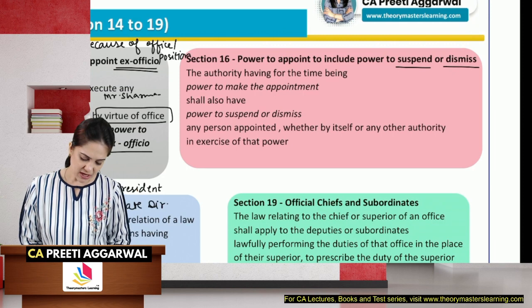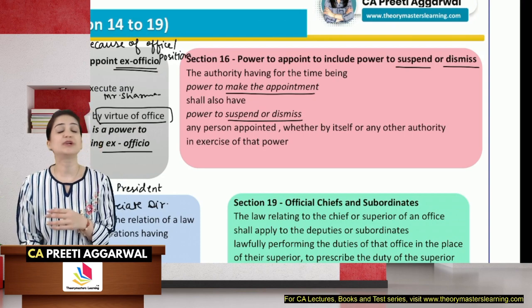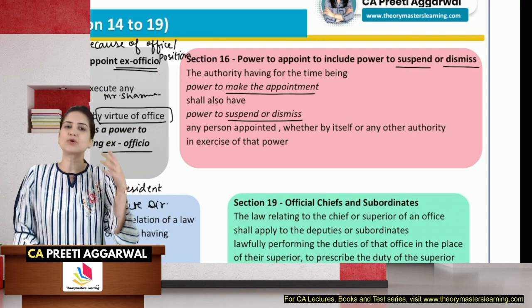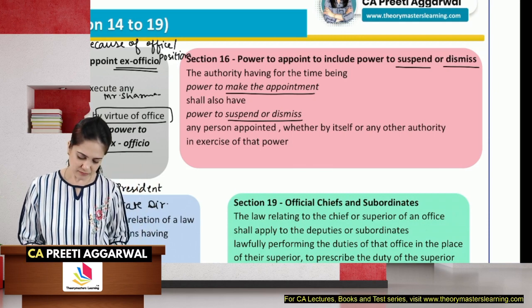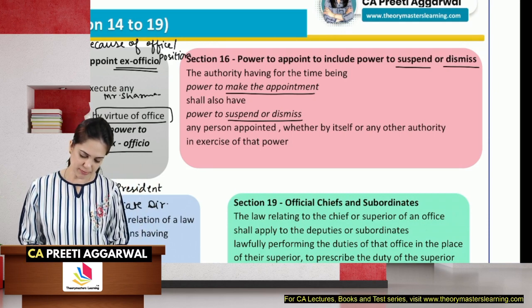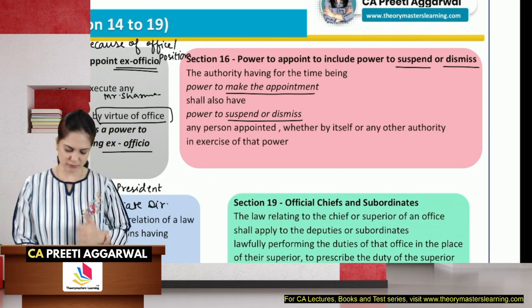The authority having for the time being power to make appointment will also have the power to suspend or dismiss. So you need not specify that separately. Don't write lengthy provisions, just shorten the language of law. So any other person appointed by itself or any other authority in exercise of that power. So it's a very simple provision.